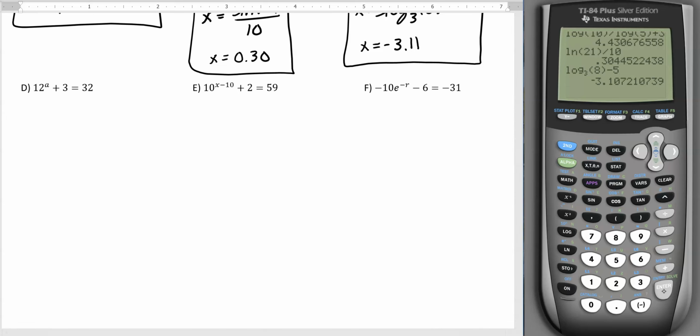Give it a shot now that we have this new information. What would we do to find our answer for D?